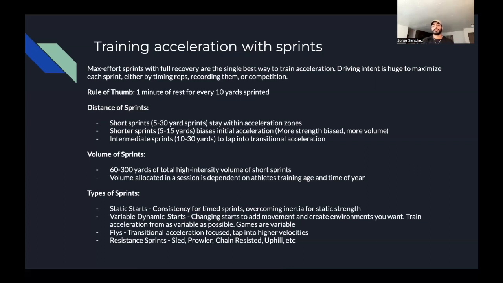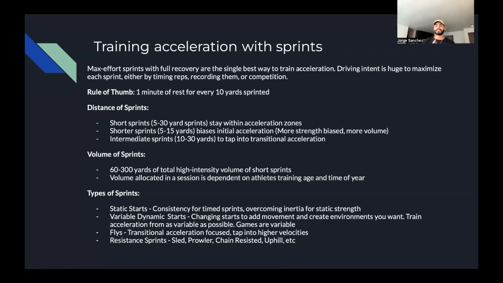Now, how much total volume you do will largely be dependent on where you are in season and your training age. So if you're early in the off season, you can get more yardage in. But if you're in season, you may want to stay closer to that 60 to 120 yard range of acceleration speed work because you don't want to over fatigue yourself and overtrain and then be fatigued for the season. So now, what type of sprints can you do? There are 4 main starts and sprints that you can use to train acceleration.